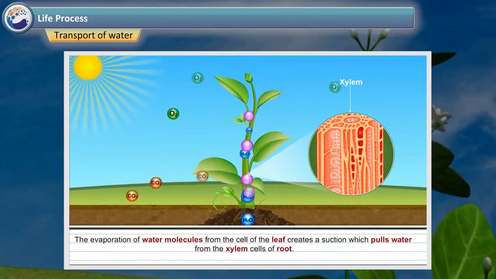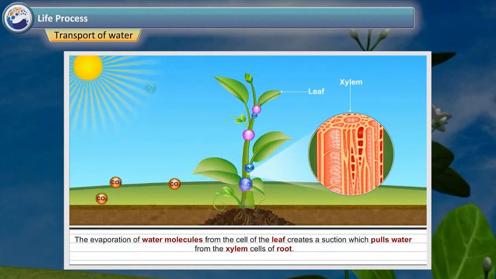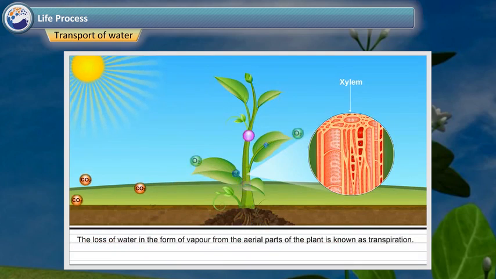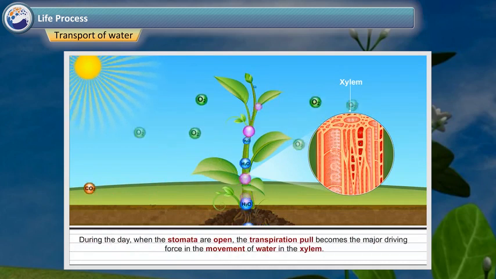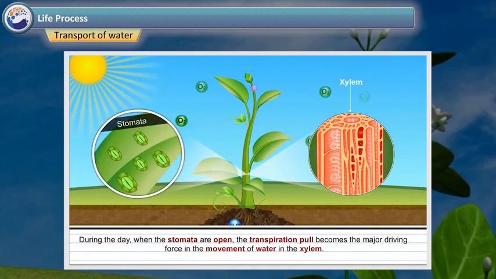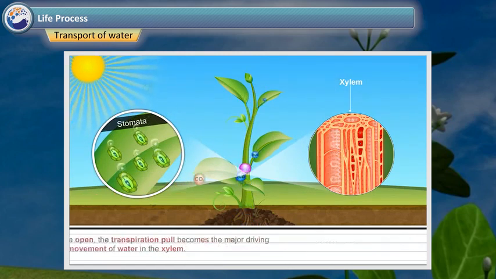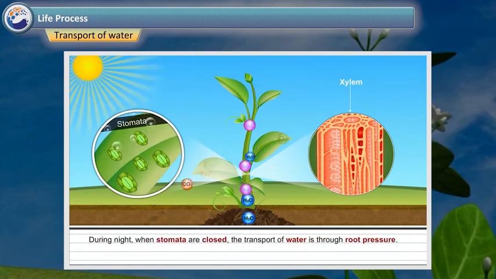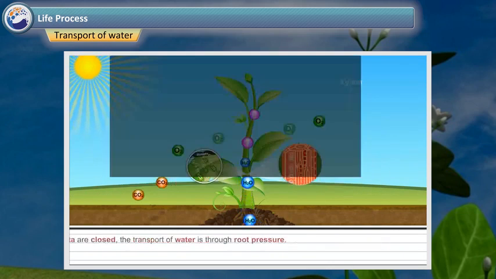The evaporation of water molecules from the cell of the leaf creates a suction which pulls water from the xylem cells of the root. The loss of water in the form of vapor from the aerial parts of the plant is known as transpiration. During the day, when the stomata are open, the transpiration pull becomes the major driving force in the movement of water in the xylem. During night, when stomata are closed, the transport of water is through root pressure.